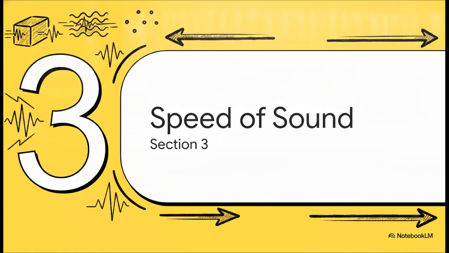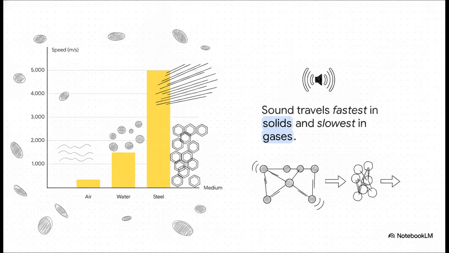Jumping into Section 3, the speed of sound explained. Sound speeds aren't fixed. They actually vary dramatically depending on the state of matter they're traveling through. In air, a gas, sound travels at roughly 330 to 340 meters per second. But drop that exact same sound into water, a liquid, and it rockets up to around 1,500 meters per second. Move it into a solid, like a block of steel, and it blasts through at an unbelievable 5,000 meters per second.